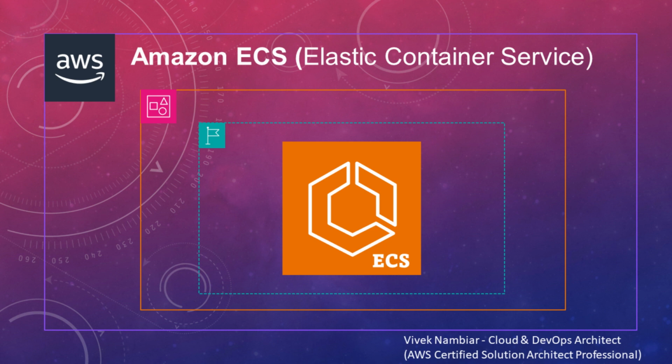3. Integration with AWS services. ECS integrates seamlessly with other AWS services. For example, you can use Elastic Load Balancing to distribute traffic across your containers, AWS Identity and Access Management for fine-grained access control, and AWS CloudFormation for infrastructure as code deployment. This tight integration simplifies the overall management and integration of your AWS resources.